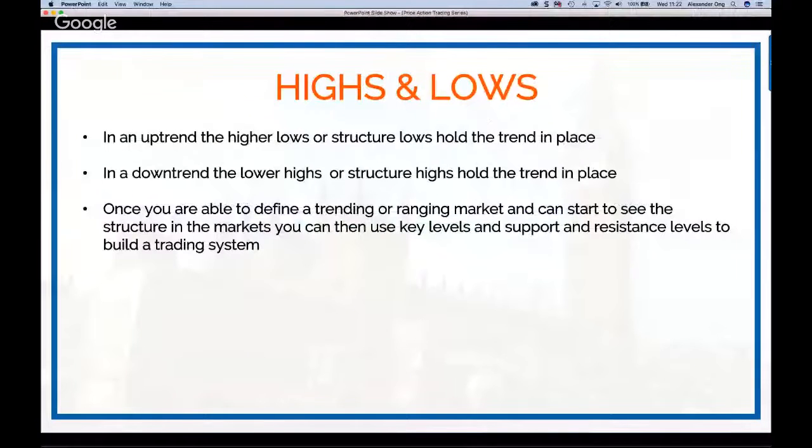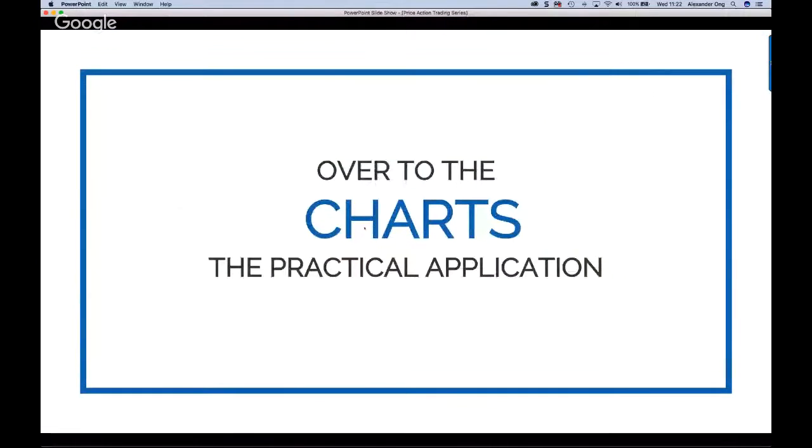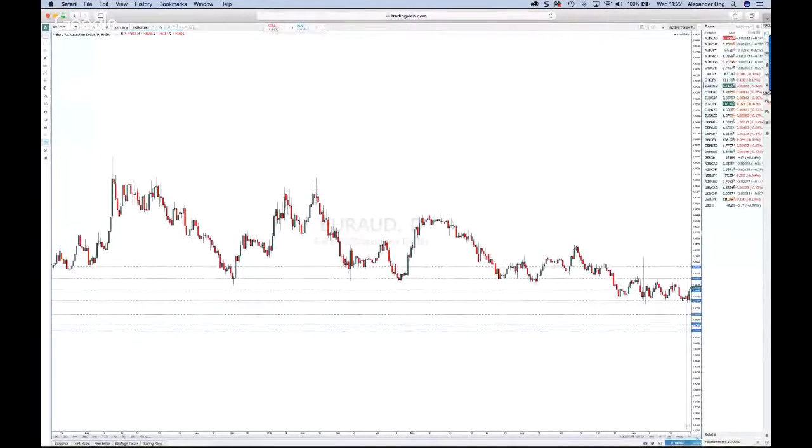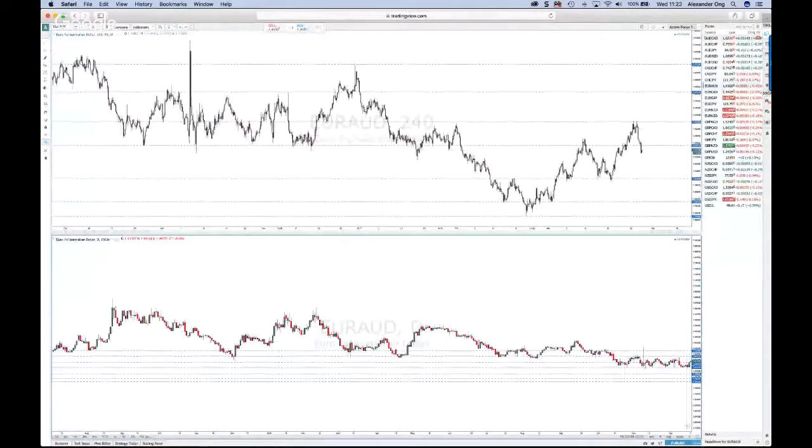No questions? All right. So once you're able to define a trending or ranging market and you can start to see the structure in the markets, you can then use the key levels and support and resistance to build a trading system. I keep going over to the charts too soon, but let's go back over to the charts anyway, just so I can show you what a trend looks like. So let's go over some charts and try to define some trends.